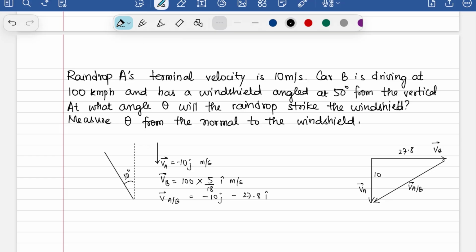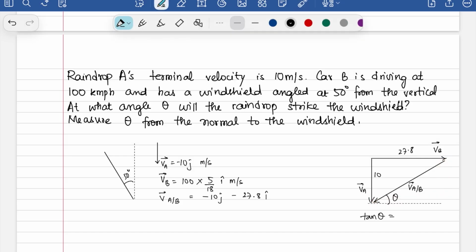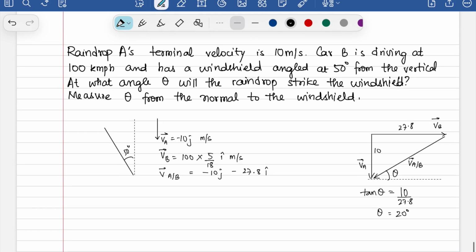What angle would it be making with respect to the windshield, with respect to the normal of the windshield? So, okay, if I could find this here, what is this angle? This theta is such that tan theta is equal to essentially this 10 and this 27.8. So 10 over 27.8 giving me 20 degrees. Sorry, giving me theta is equal to 20 degrees.